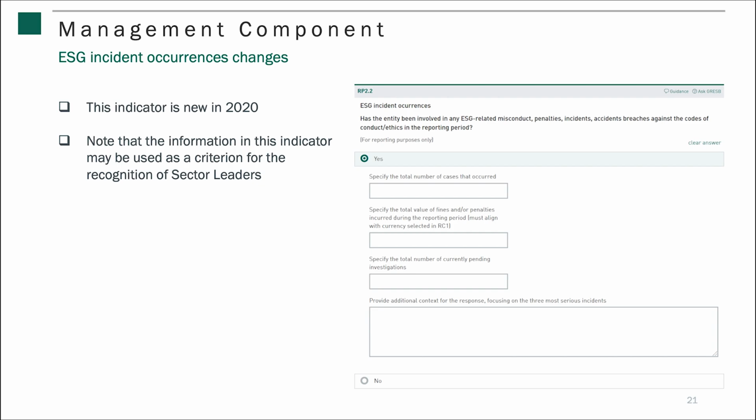The second new indicator in this aspect is on ESG incident occurrence. This indicator is not scored and used for reporting purposes only. Do note that the information may be used as a criterion in the recognition of sector leaders.